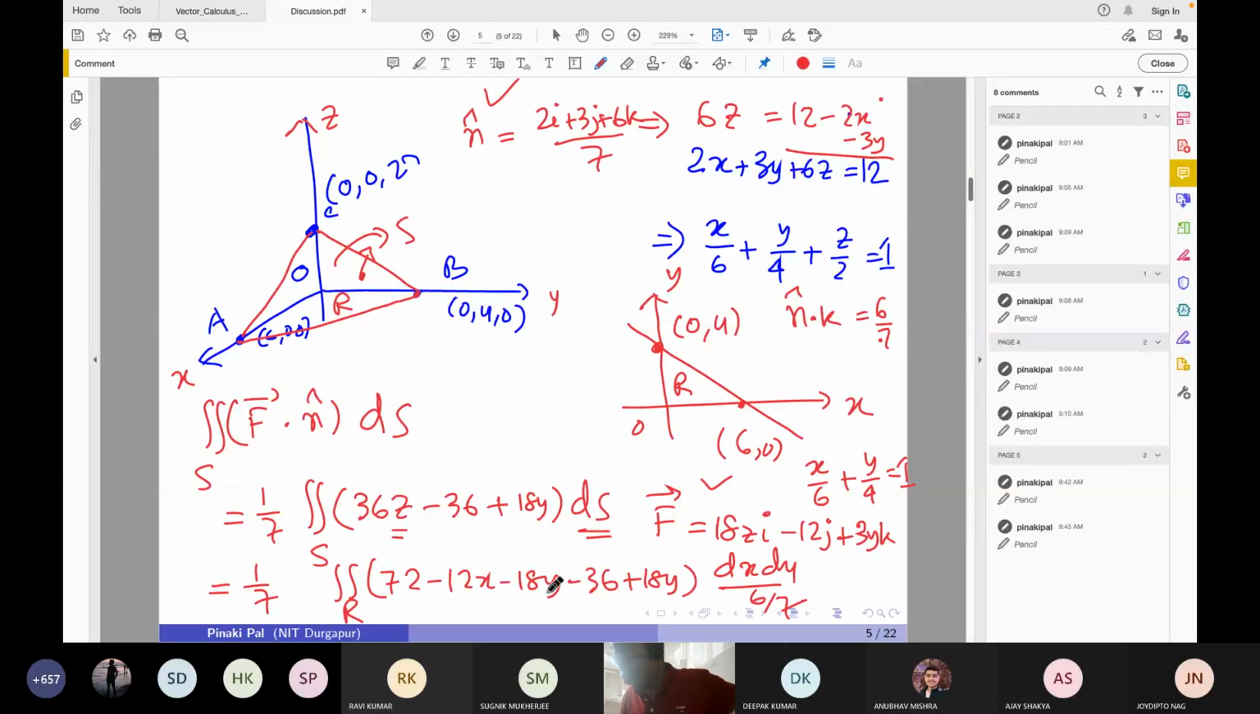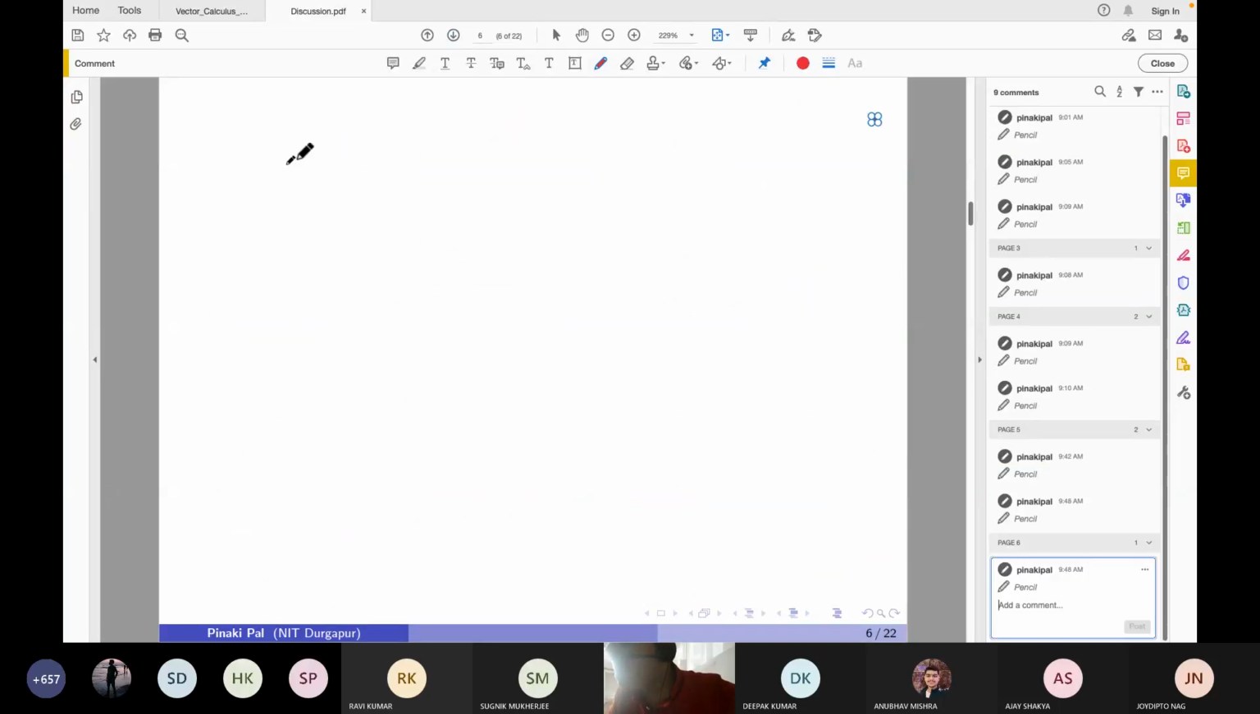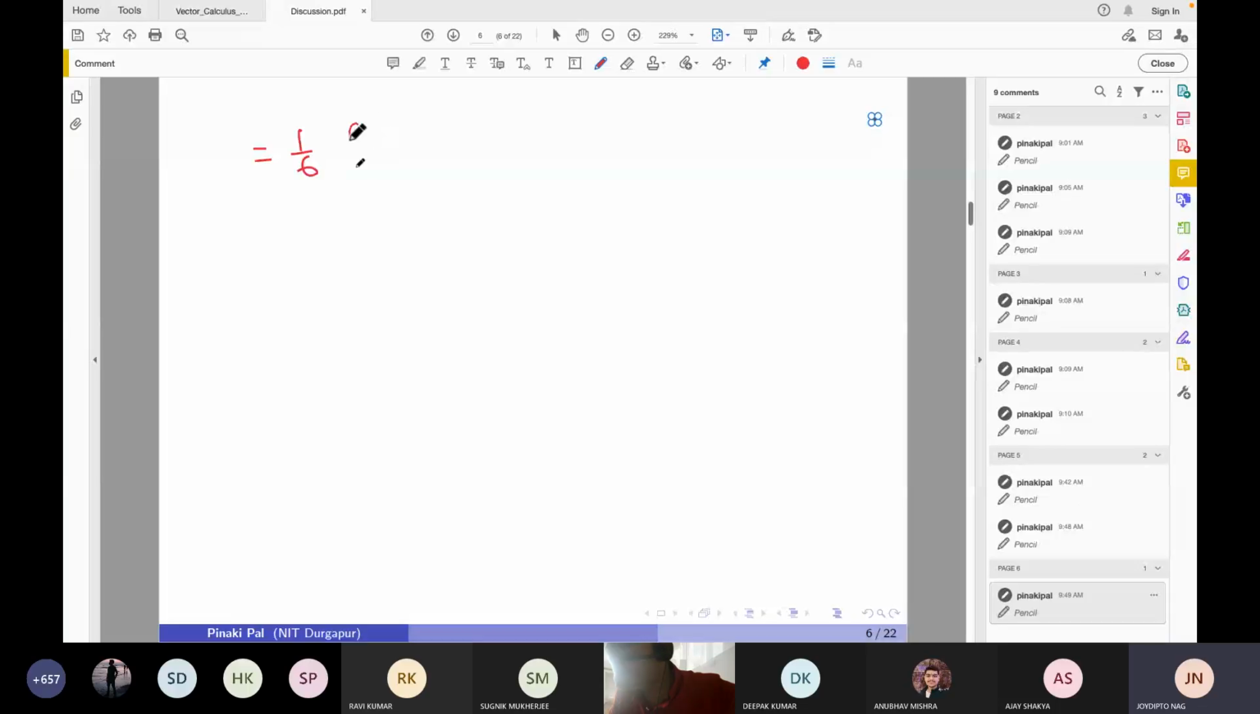So now you have to tell me the simplified form. 36, 18y is cancelled. 36 minus 12x. Yes, sir. 6 will be 1 by minus 6, 2x common, sir. So 1 by 6 will come from this. 1 by 6, 7 will be cancelled. Okay, so 1 by 6, let us now write, this is equal to 1 by 6 r.